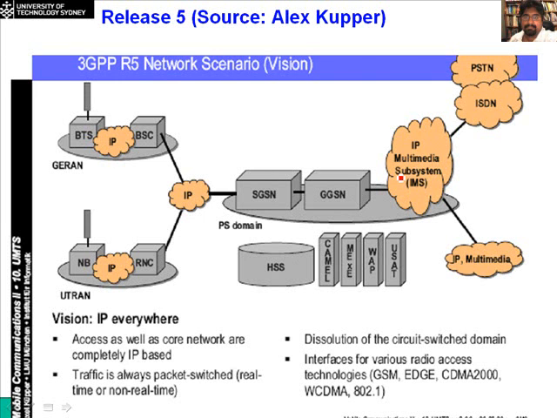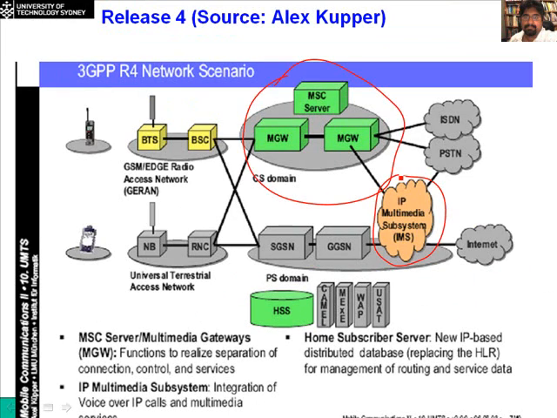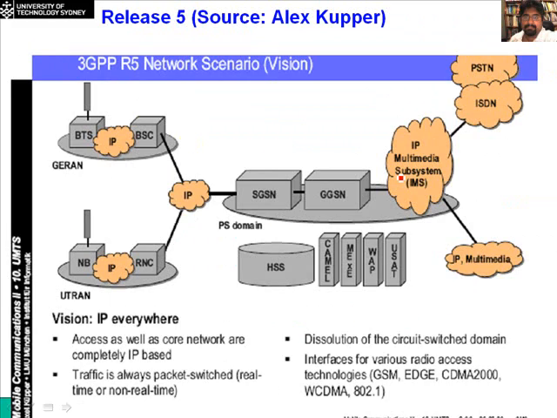What do you see in Release 5? If you compare it with Release 4, everything is IP. There's no more circuit switch network. This entire circuit switch domain is removed and replaced by a packet switch domain, and that is happening already in our PSTN network. Eventually, all of the circuit switch technology in the public switch telephone network is going to be removed and replaced by packet switch technology.